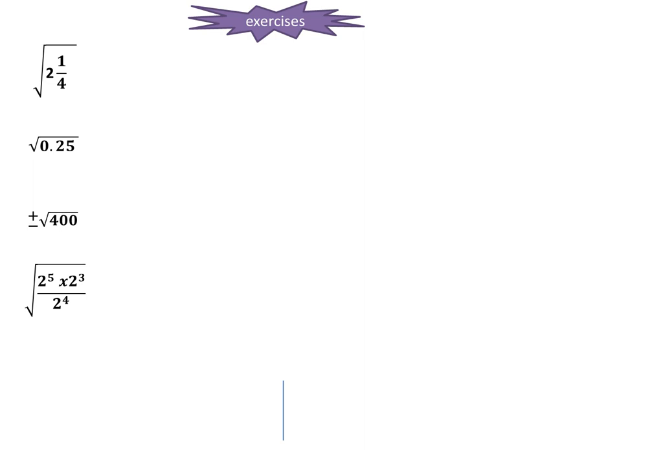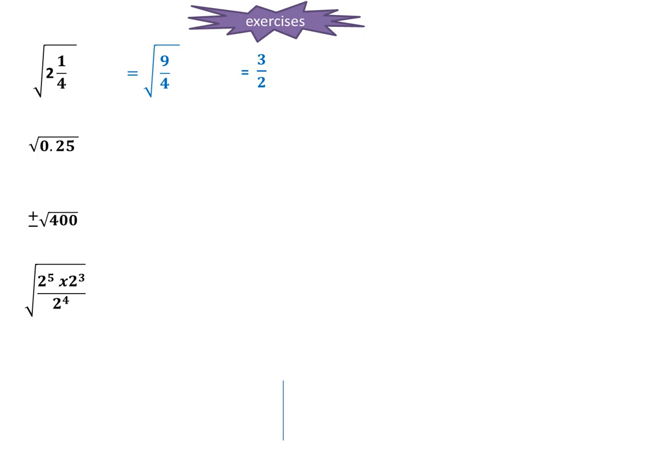We have some exercises. Number 1, if we have the square root of 2 and 1 over 4, at first convert the mixed number into a rational number as a over b: multiply 2 times 4 plus 1, we get 9 over 4. Now we can get the square root of 9 and the square root of 4. The square root of 9 will be 3 and the square root of 4 will be 2.